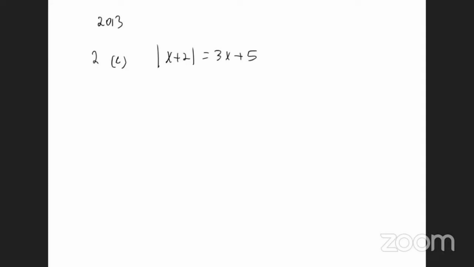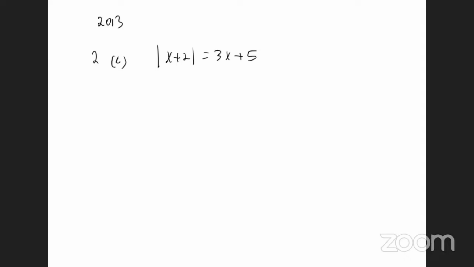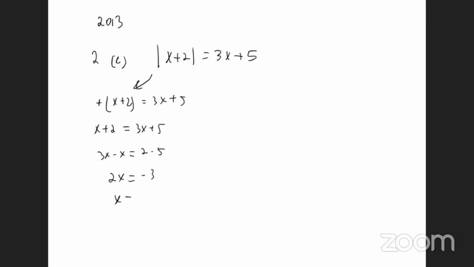Right, before I make it a little confusing, let's try this one here. This is 2013, number 2C. So let's see, first one, plus: x plus 2 is equal to 3x plus 5. 3x minus x is 2 minus 5. 2x is minus 3. x is minus 3 over 2.